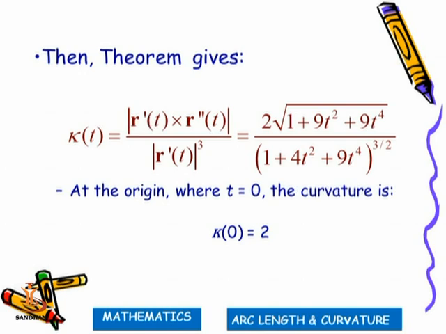Now I want to find the value at the origin, so t equal to 0. Substitute the value t equal to 0 in the curvature formula. The curvature at the point t equal to 0, the answer is 2.